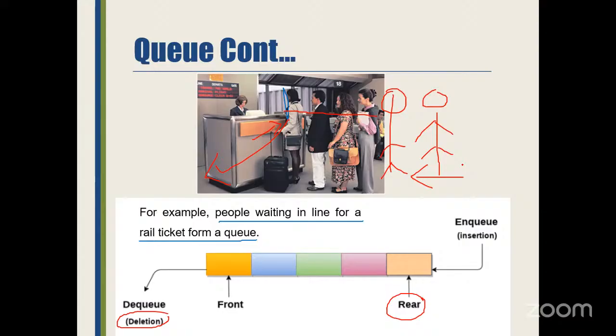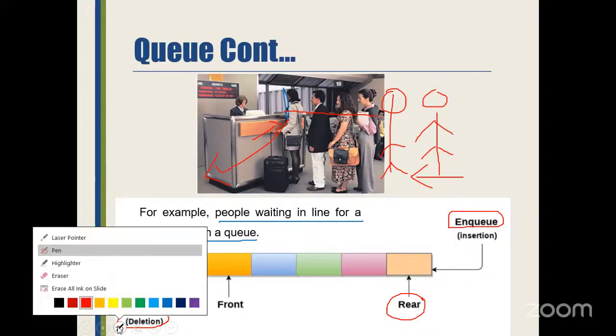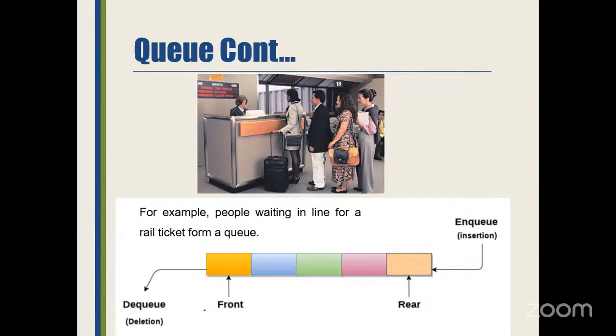And inserting the elements into the queue is called NQ. NQ represents the operation. The operation is used to insert the elements into the queue. NQ means insertion. DQ means deletion. Deletions can be done at the front end. Insertions can be done at the rear end. These are important points you must understand about the queue concept, right? Front, rear, deletion, and addition or insertion.